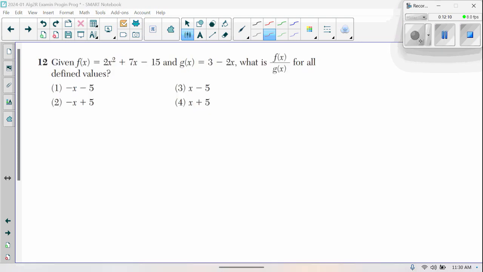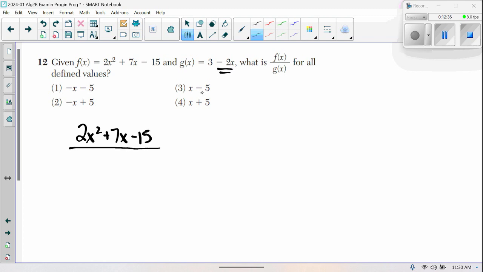Number 12. Given that f of x is 2x squared plus 7x minus 15, and g of x is 3 minus 2x, what is f of x divided by g of x? I can try and factor and reduce this, or I can divide this out. So it's 2x squared plus 7x minus 15 divided by, I'm going to write the negative 2x first, negative 2x, and that's a positive 3.